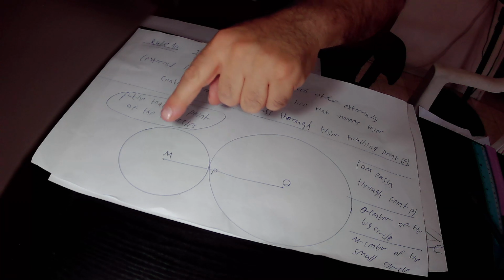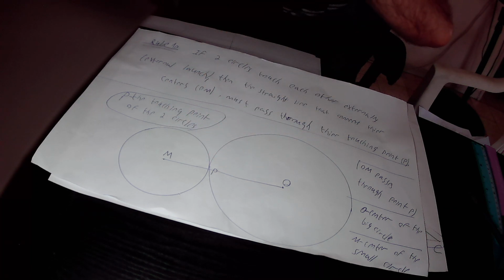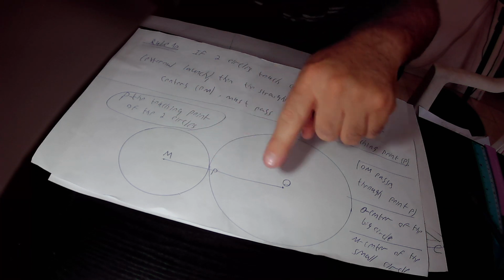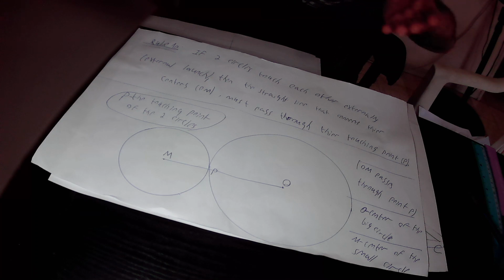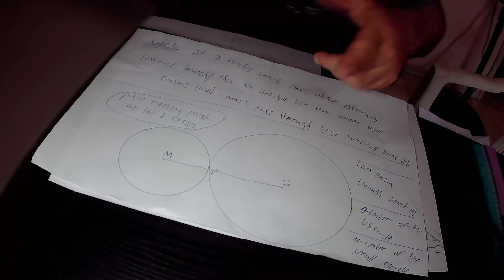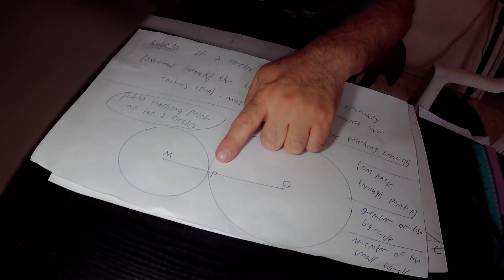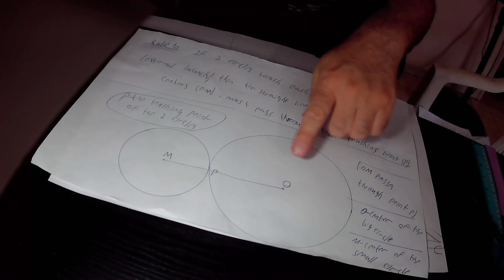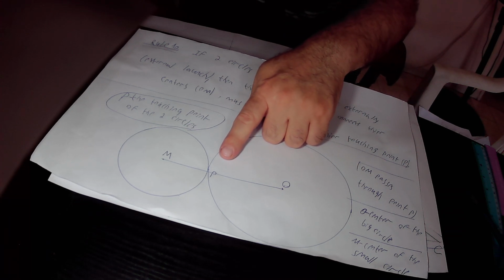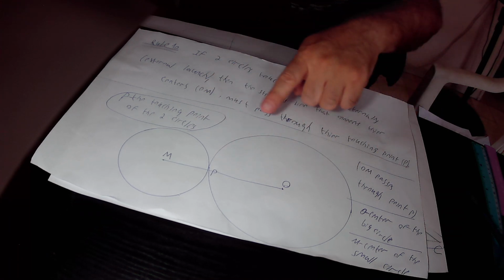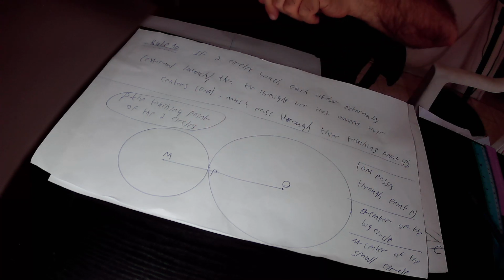The center of this small circle is at point M. The center of this big circle is at point O. And the side line that connects their centers together is of course the side line MO. This side line MO must pass through point P, that is their touching point. Or MPO is one side line. Again, MPO is one side line.